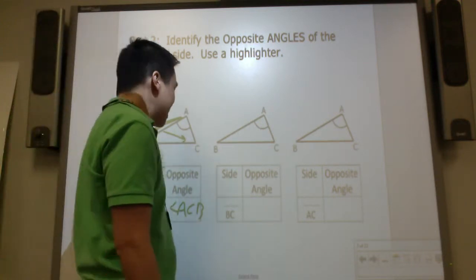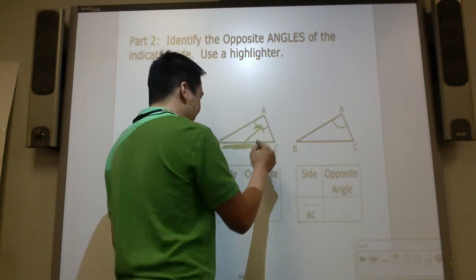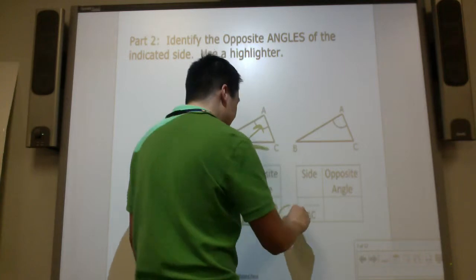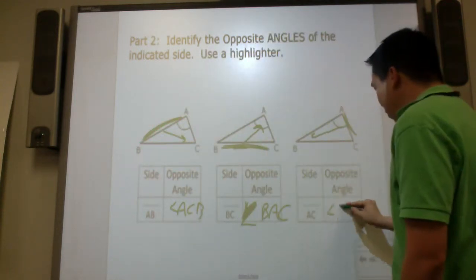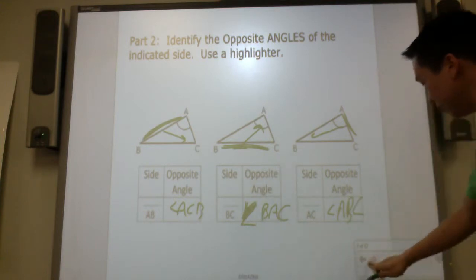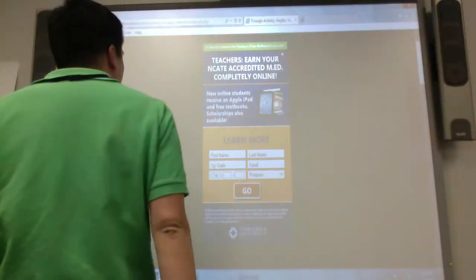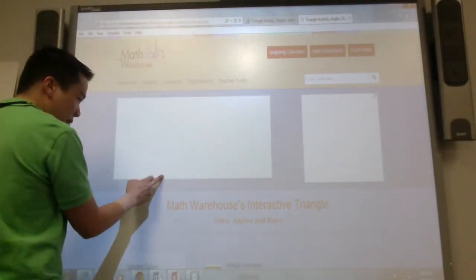What is the opposite angle of BC? Here is BC. Opposite is angle BAC. And next one, here's AC. What is the opposite of it? Angle ABC. So now, taking what we got from here, let's look at a technology activity that talks about this.